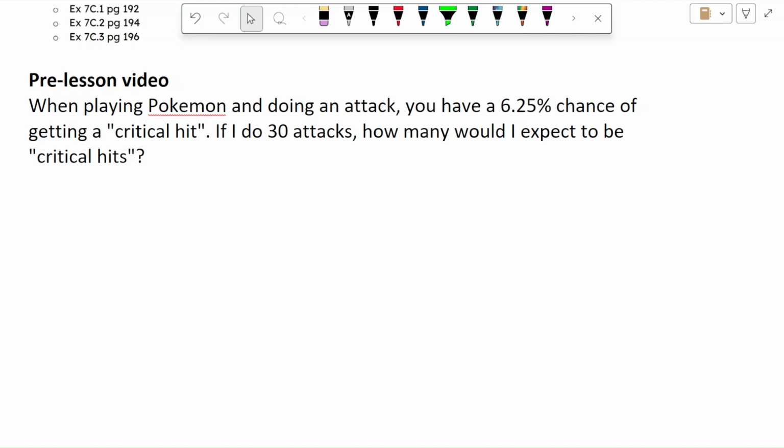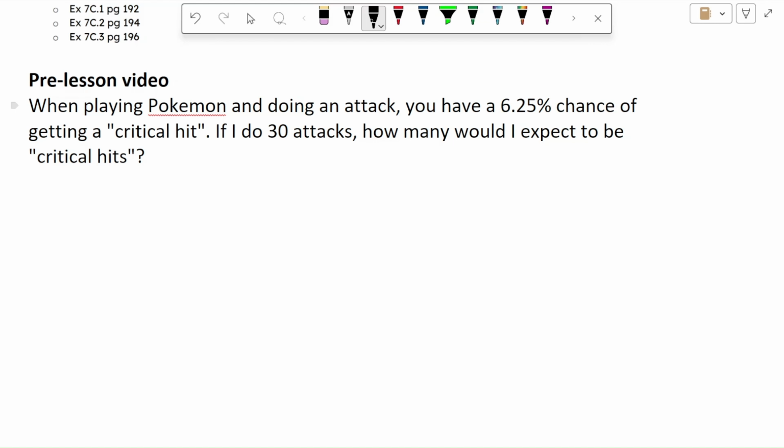In this video, we're looking at expected value. Now, this comes in two contexts. The first is worded problems like this. So if you're playing Pokemon, you've got this base chance of getting a critical hit. I have simplified a little bit from the actual game, but that's the idea. I'm going to do 30 attacks, and I want to know how many critical hits I'm going to get.